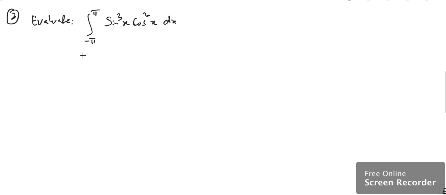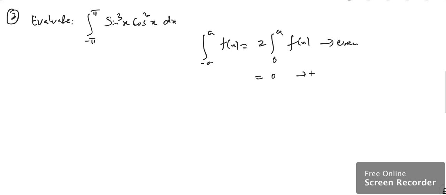Moving on to the next question, which is of the definite integral. We have the limits minus pi to pi, integral of sine cube x cos square x. So we have a property, if you could relate it: the integral from minus a to a of f of x is equal to twice the integral from 0 to a of f of x when it is an even function, and it is 0 when it is odd. So how do we know whether it is even or odd?